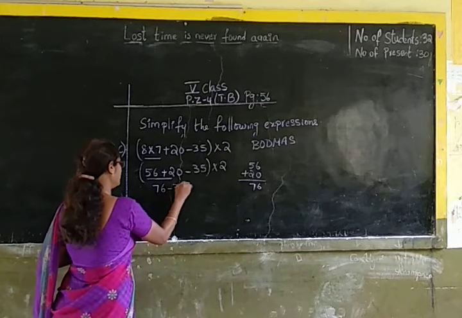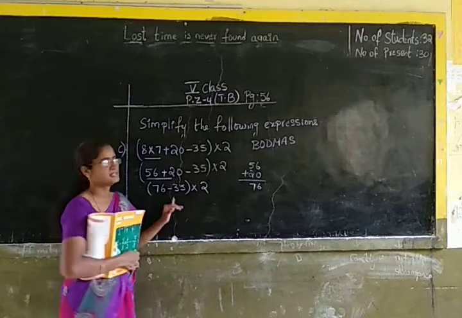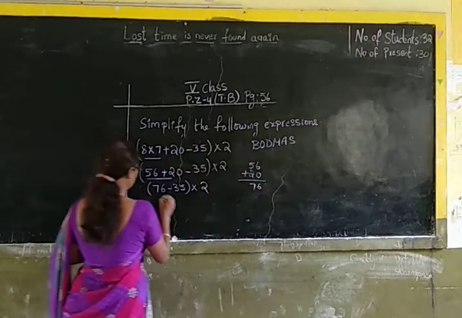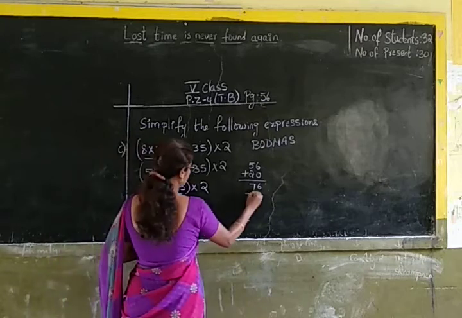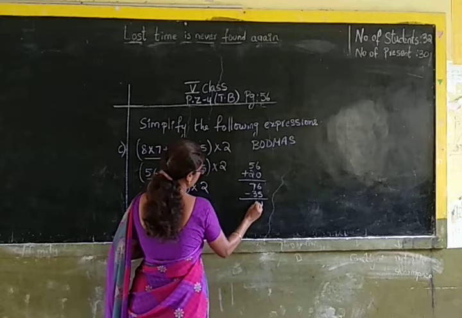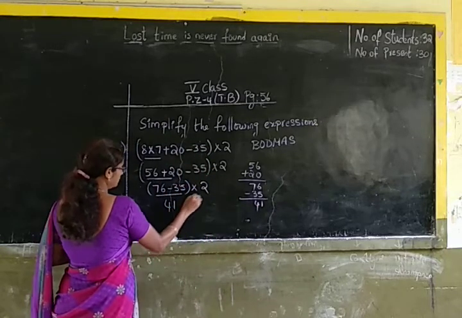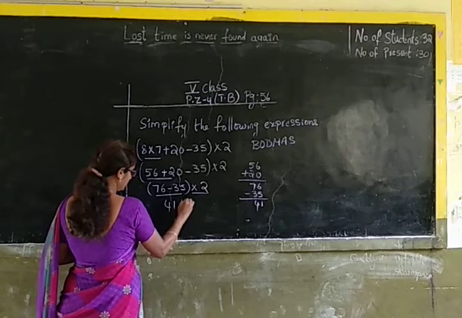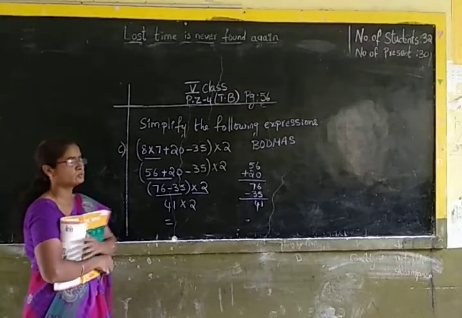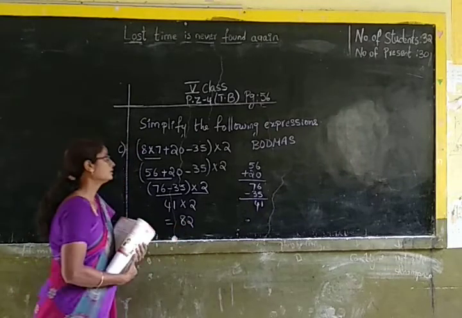76 minus 35, into 2. After doing the addition, you have to do the subtraction. 76 minus 35. 6 minus 5 is 1. 7 minus 3 is 4. So the answer is 41. So outside the bracket, what is given? It is given into 2. So you have to multiply this number with 2. 2 1s are 2. 2 4s are 8.